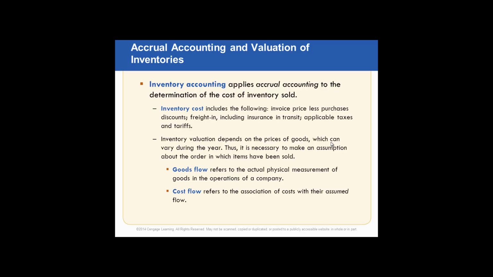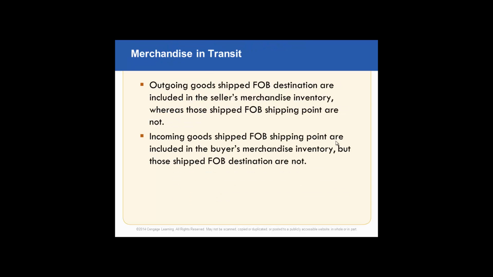So think about when I'm looking at inventory costs and how to price them, I think about fruit and vegetables. No one wants the fruit or the vegetables that have been sitting there for 7 days. They want what just came in. So keep that in your mind as we're going through items and costing. The goods flow refers to the actual physical movement of the goods in a company, and the cost flow associates with their assumed flow and the cost of items specifically.